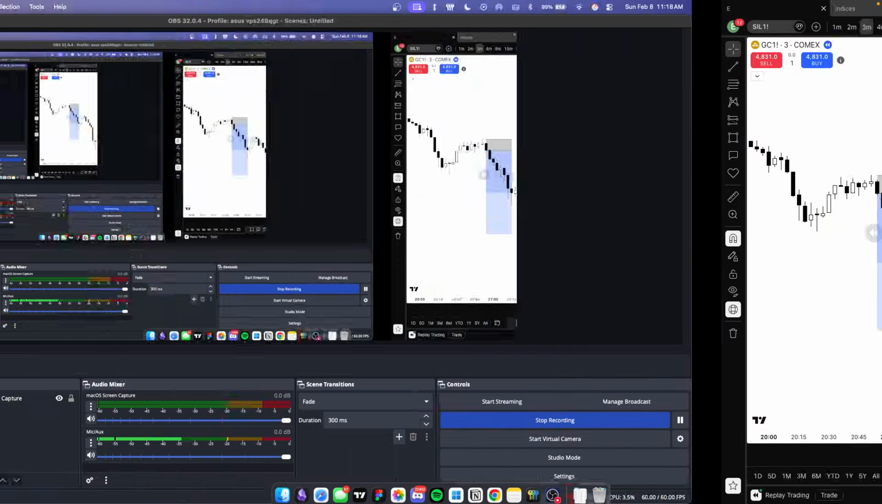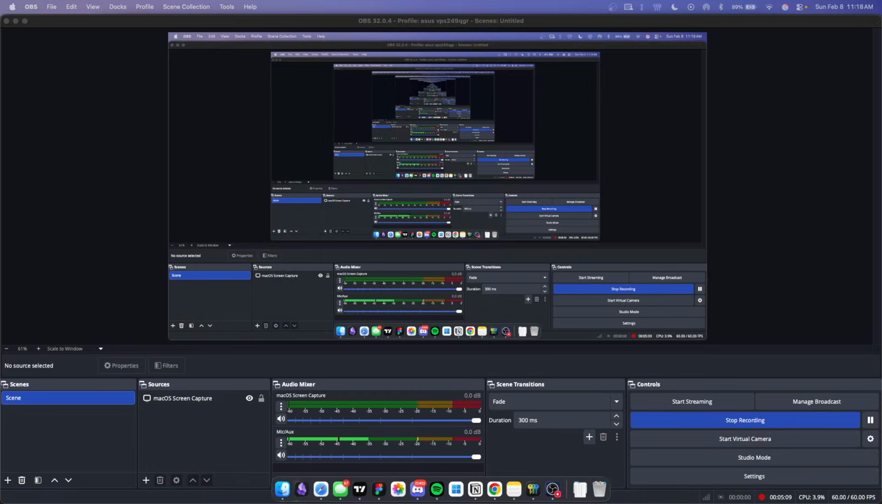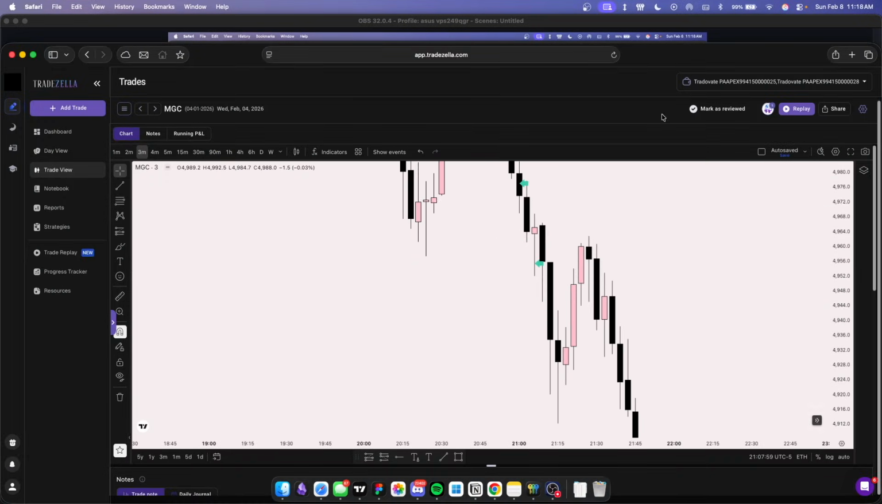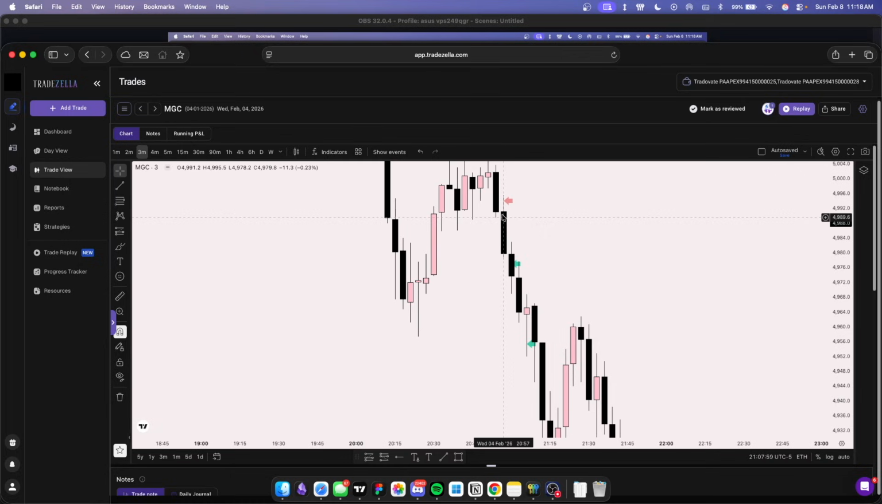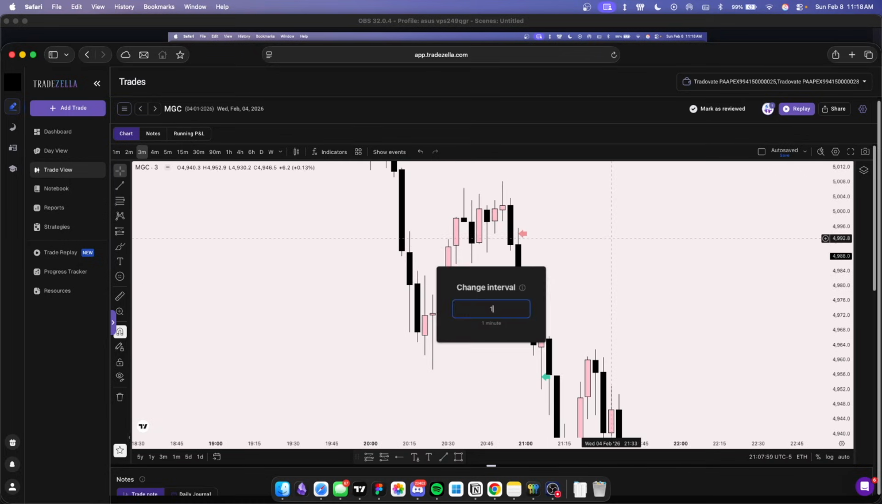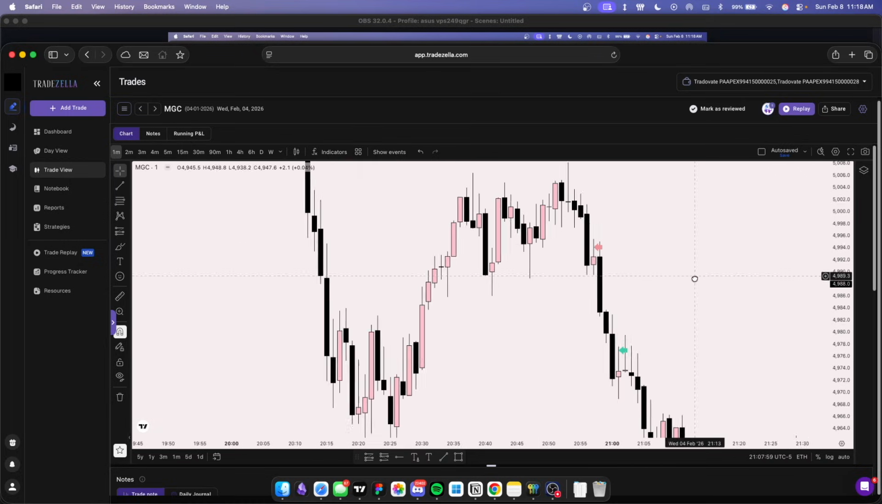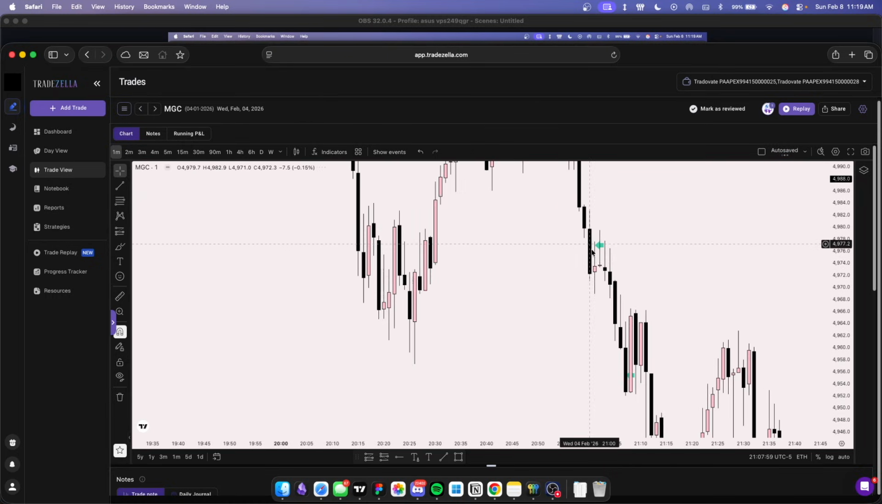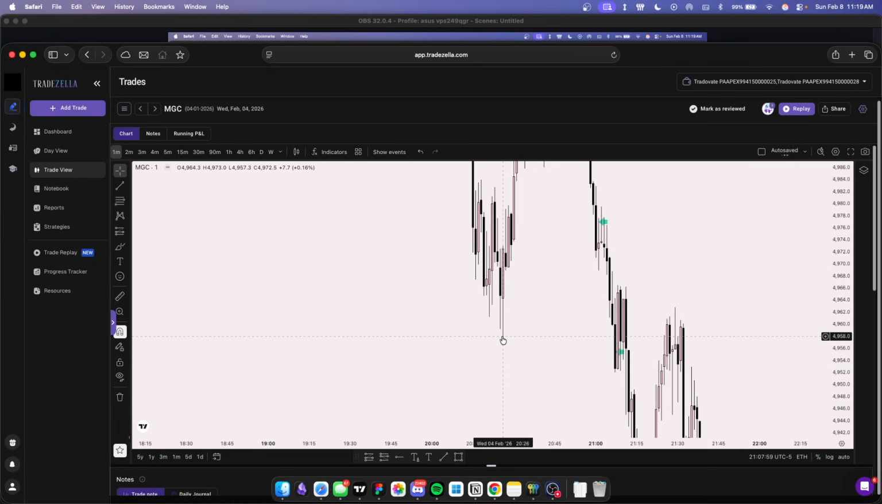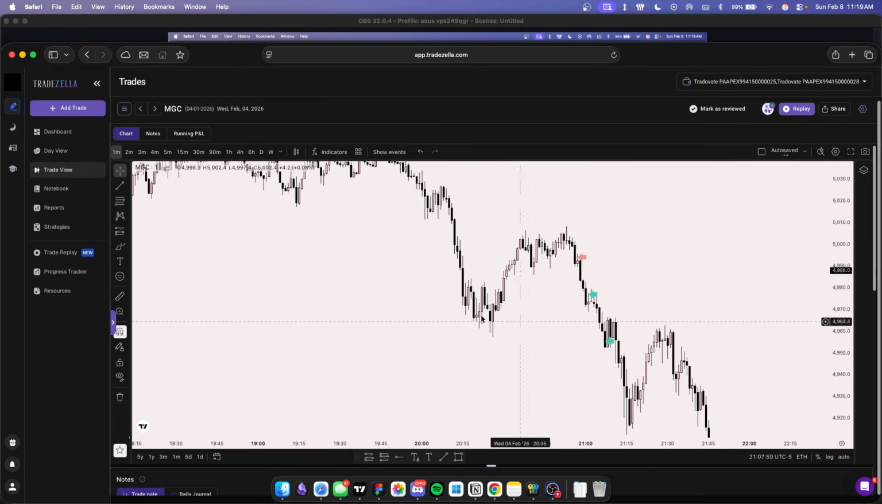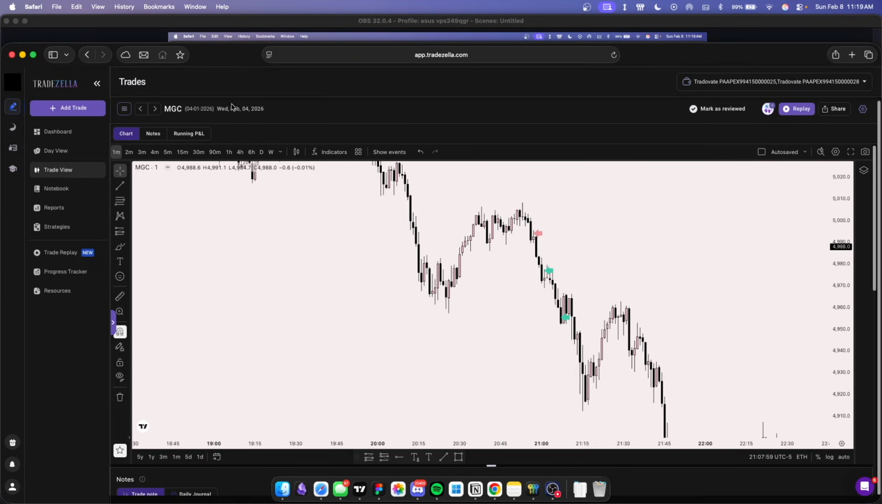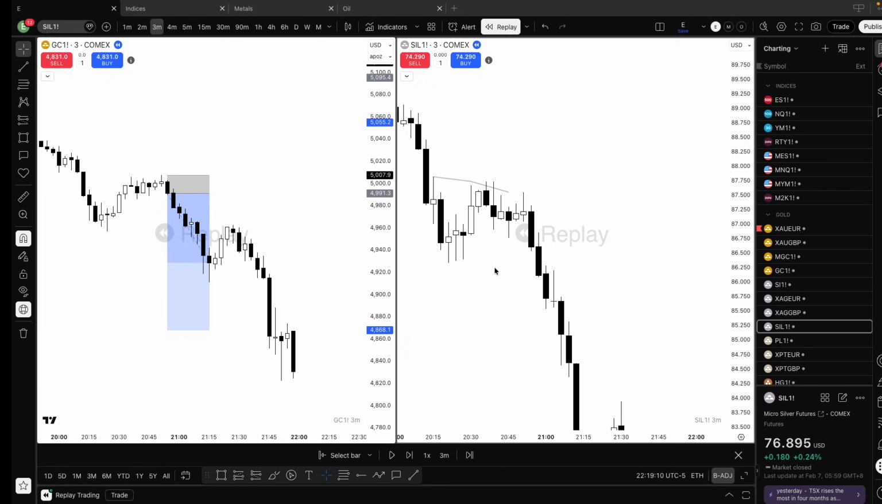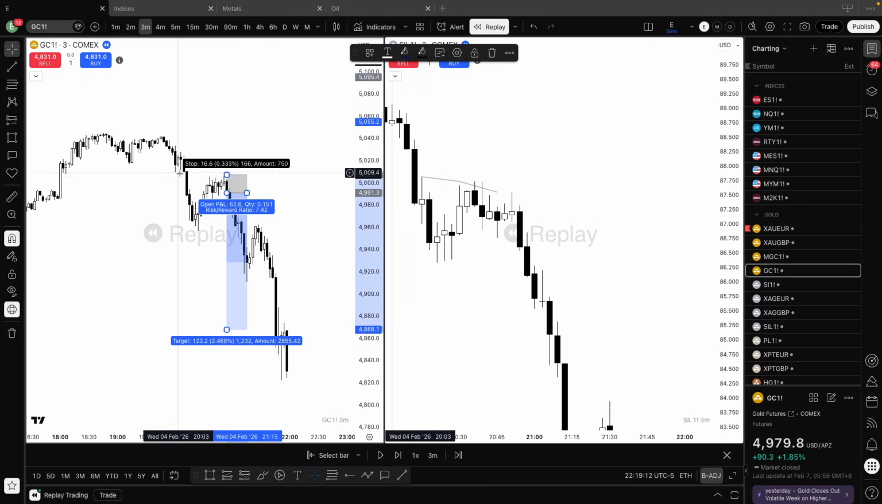All right, so these are my executions for gold. I took this 3-minute CSD. I took this 3-minute CSD. I got a really good fill actually. As you can see, it wasn't a candle close. I got a good fill, and then I took my first partial here and my second partial at this, and my second TP at this low. So that is my gold trade.